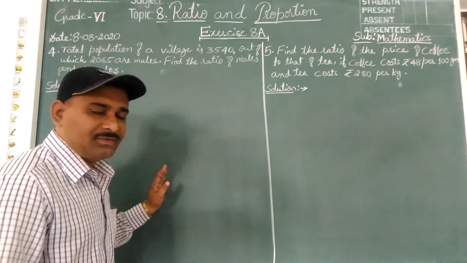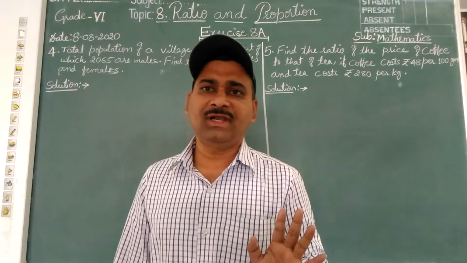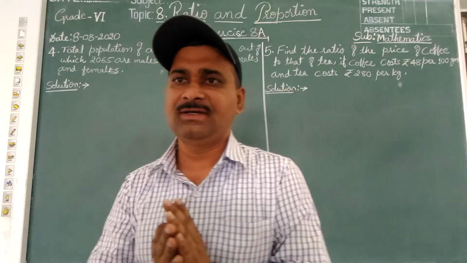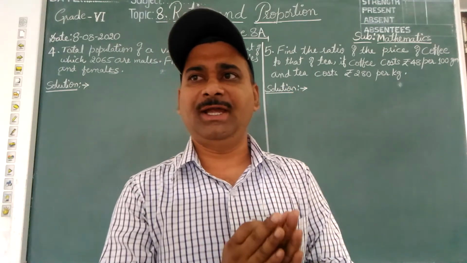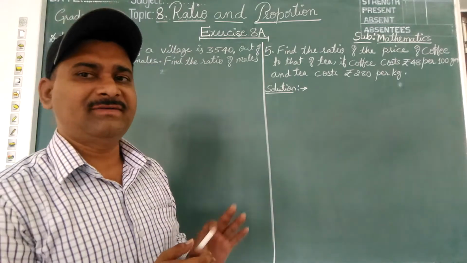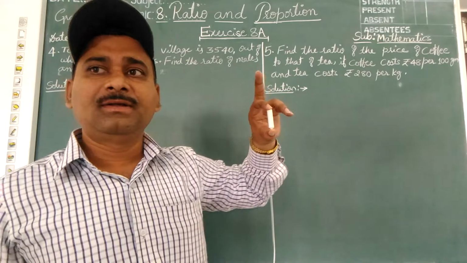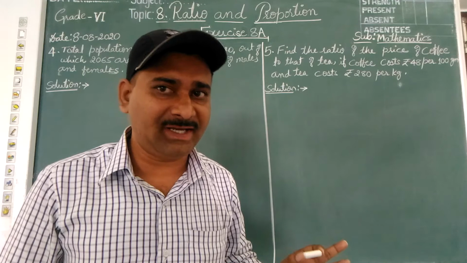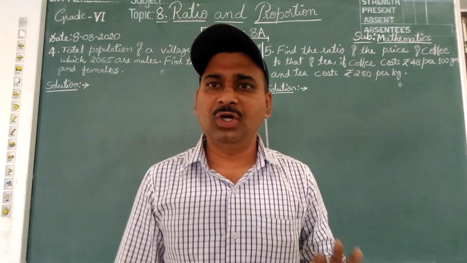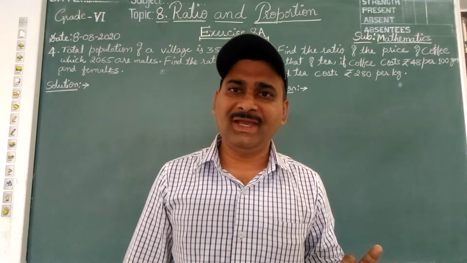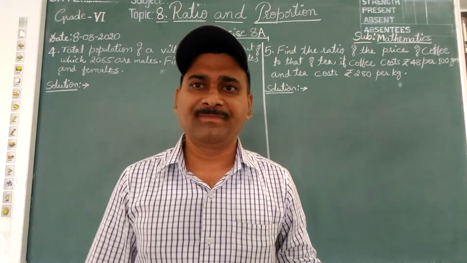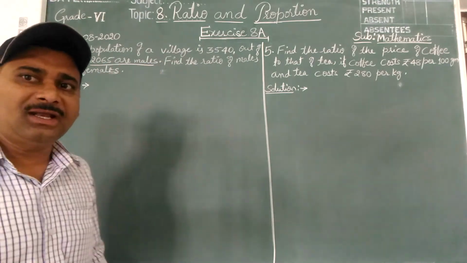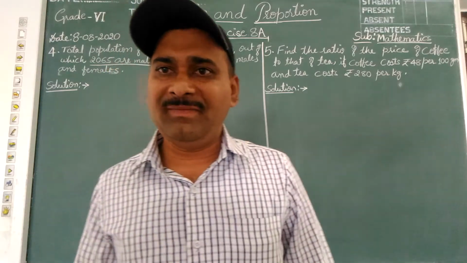Okay. Now, first question is what? Total population of a village is 3,540. Total population of village is given, and out of this 3,540, 2,065 are males. Find the ratio of males and females. Children, to find the ratio of males and females, I should know how many males are there and how many females are there. But problem here is only number of males are given, females not given.